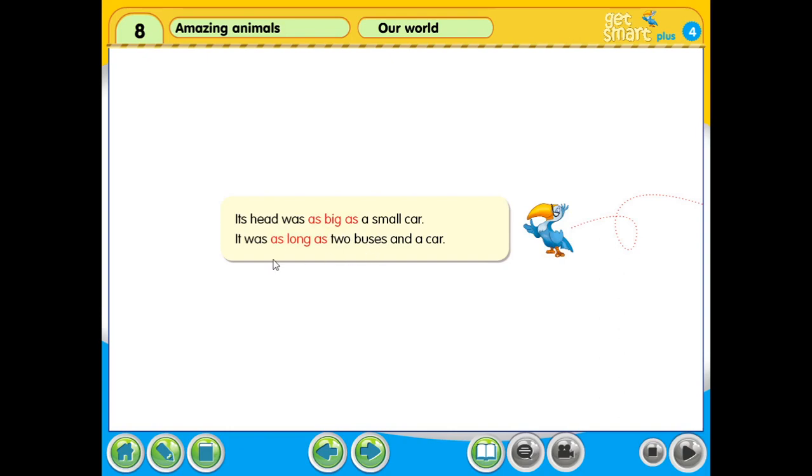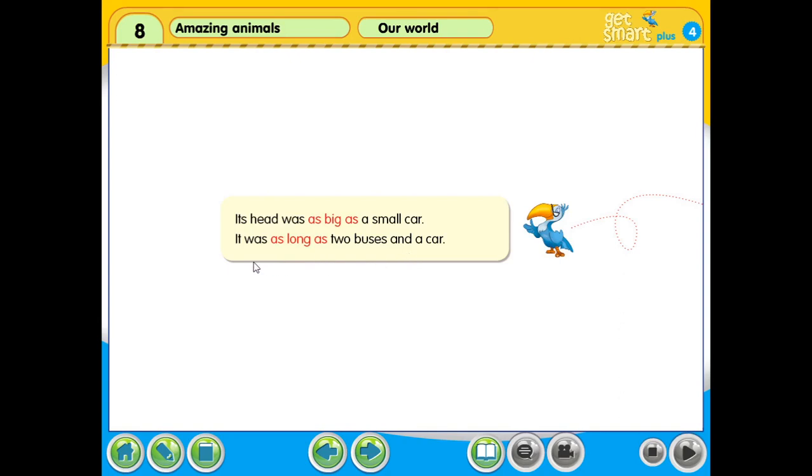Okay, the second sentence, it was as long as 2 buses and a car. Very long. Can you imagine that? It is so long. 2 buses and a car line up together, then this is the length of that animal. It has the same length as 2 buses and a car when they line up.